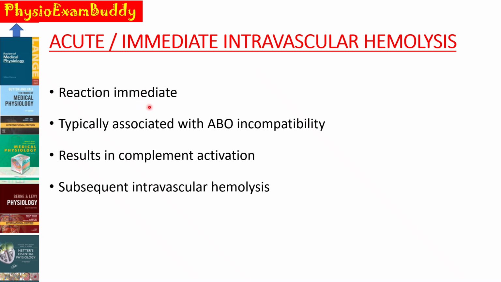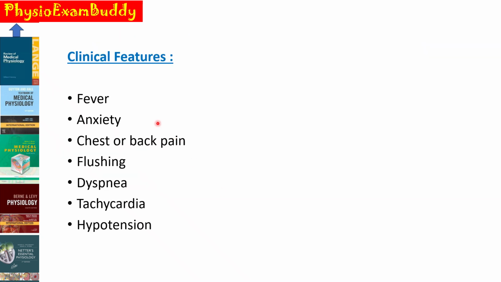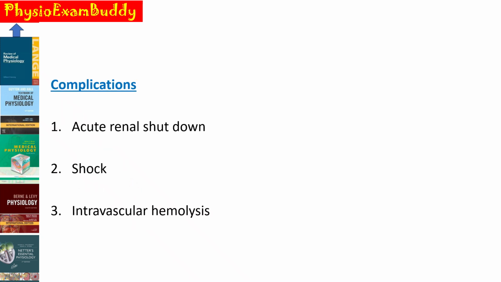Here, the reactions are very immediate and it is typically associated with ABO incompatibility, which will result in complement activation as well as subsequent intravascular hemolysis, that is, lysis of the RBC within the blood vessels. And the main clinical features include fever, anxiety, chest or back pain, flushing of the skin because of vasodilatation, then dyspnea, tachycardia, as well as hypotension.